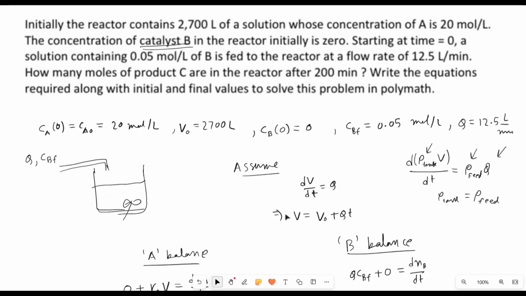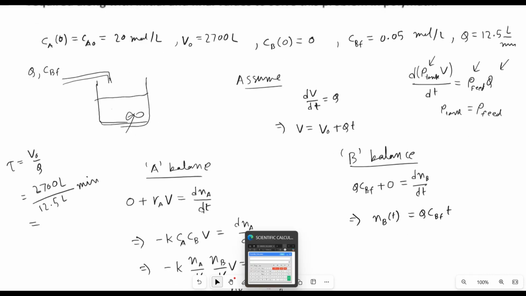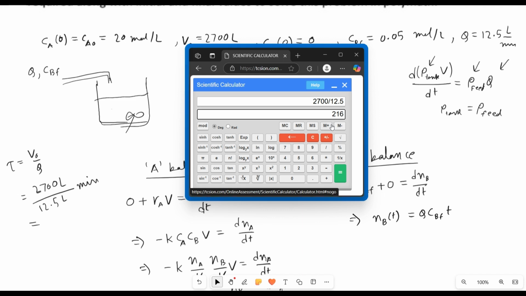Now tau naught we have defined as V naught by Q. So the initial volume is 2700 liters, and Q is 12.5 liters per minute, so the unit will be minutes. To solve this, 2700 by 12.5 is equal to 216. It is 216 minutes.